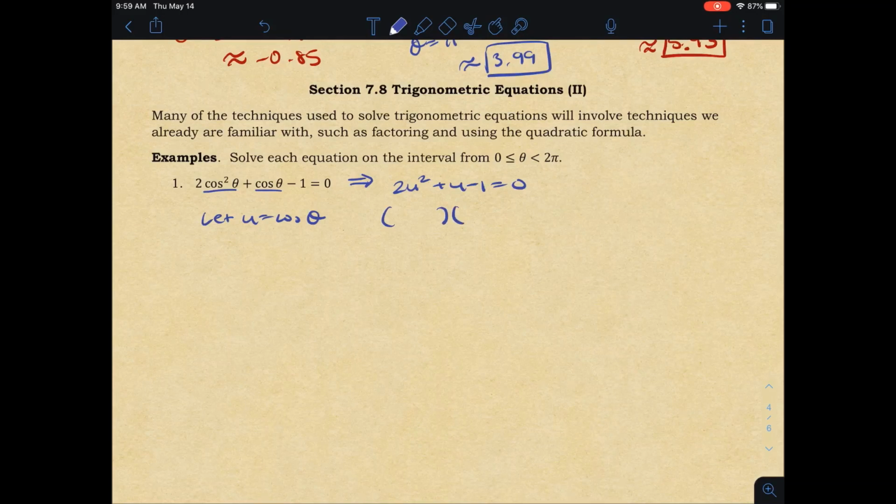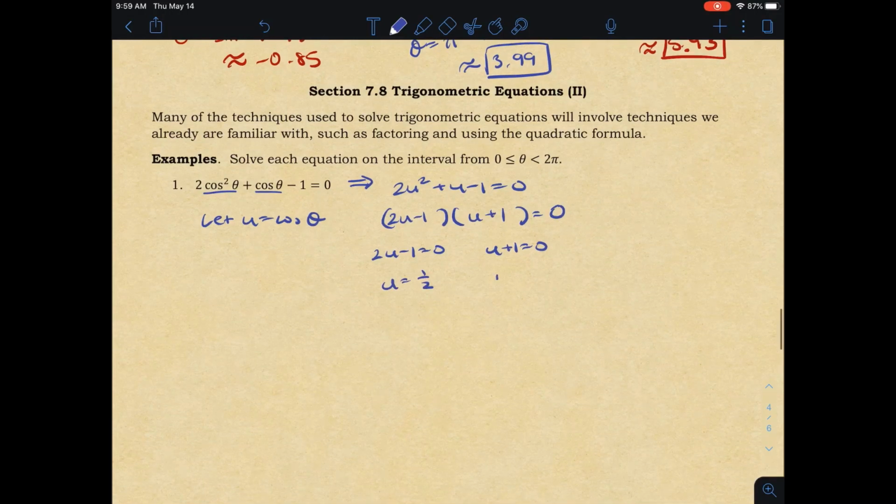From here, we're going to just factor this. Always make sure you have a 0 on one side when you're using this method. If you factor this carefully, you should get 2u minus 1 and u plus 1. And then from here, what we can do next is set each factor equal to 0 and then solve for u. But the thing we have to remember is that we're not solving for u, we're solving for theta.